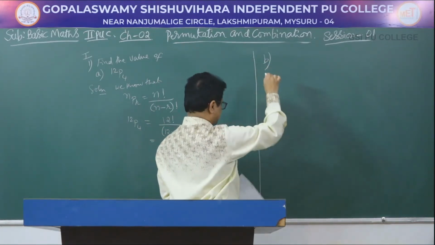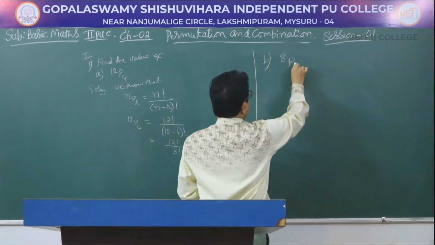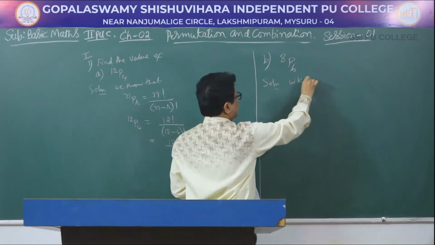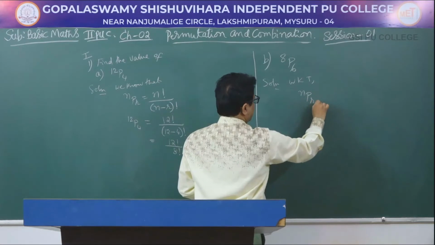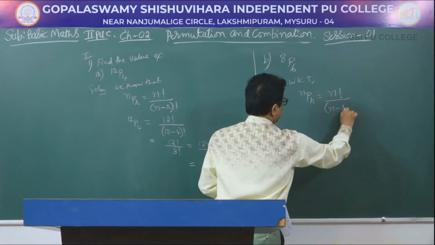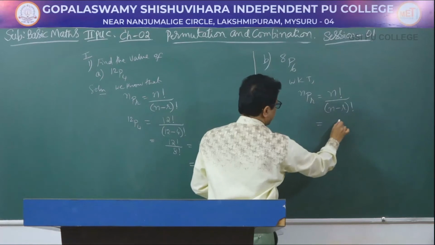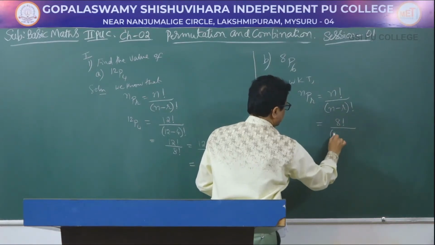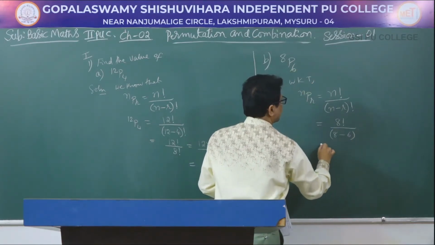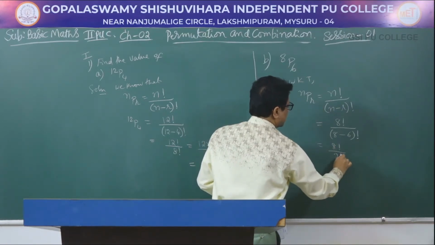So next problem, 8P6. We know that nPr is equal to n factorial by (n minus r) factorial. Here the value of n is 8, so 8 factorial by (8 minus r), the value of r is 6, factorial. So that will be equal to 8 factorial by 2 factorial.